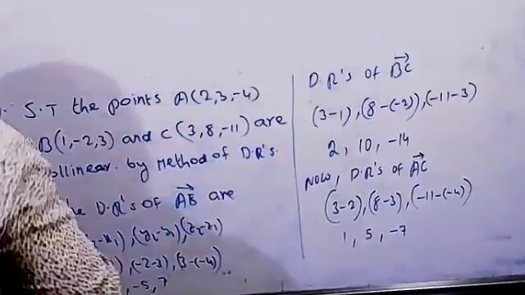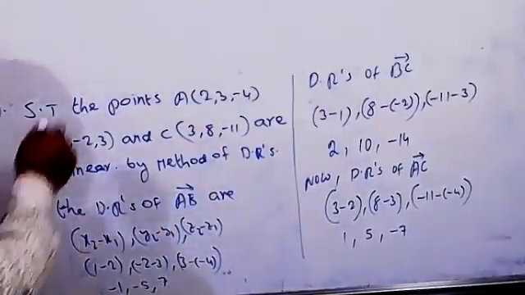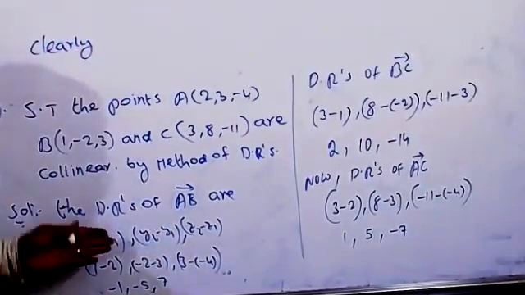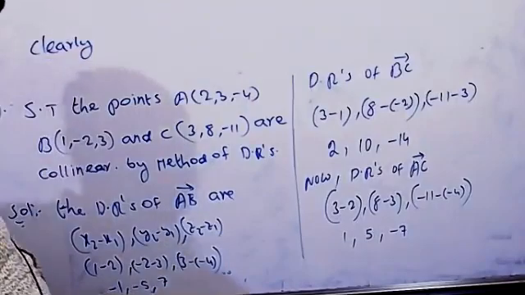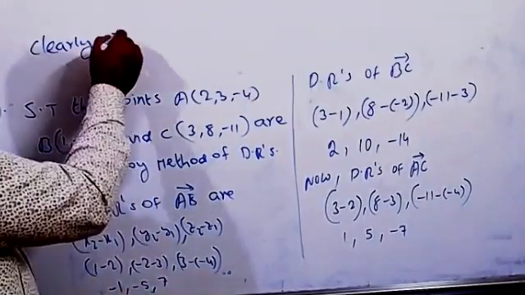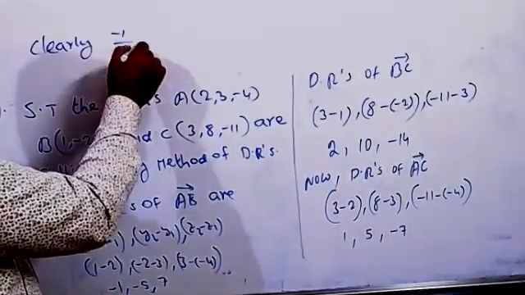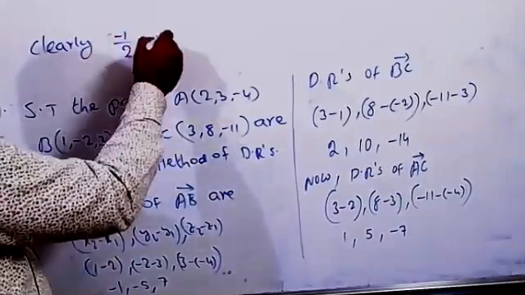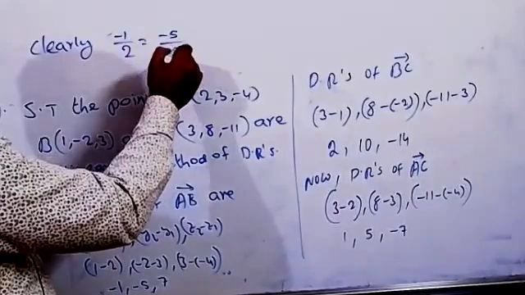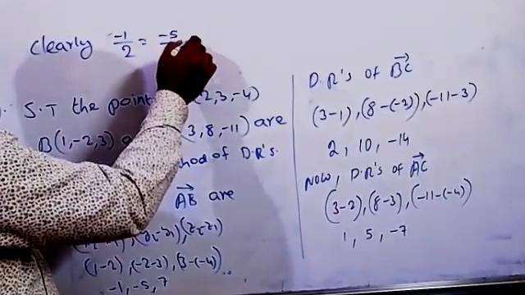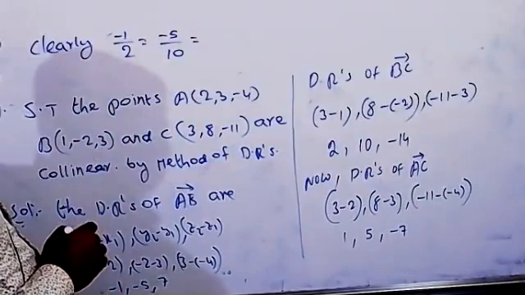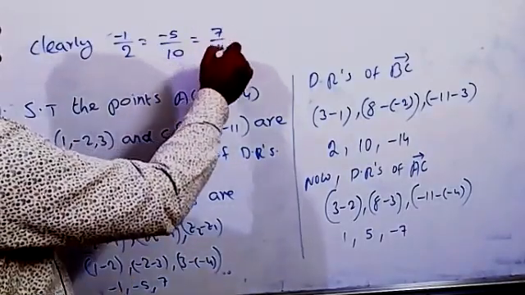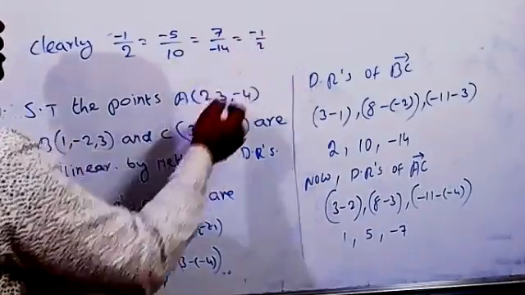Okay, now clearly you can write that. Clearly, first I am taking AB and BC. So minus 1 by 2 is equal to, and second one, minus 5 by 10, this is also equal to how much? Minus 1 by 2 only. Next, 7 by minus 14 is also equal to minus 1 by 2 only.